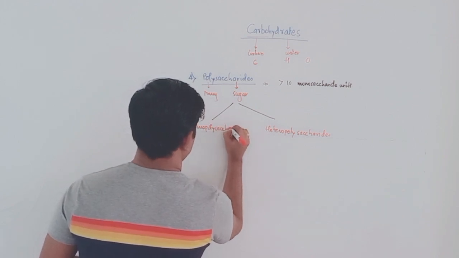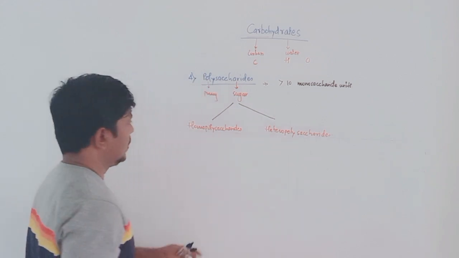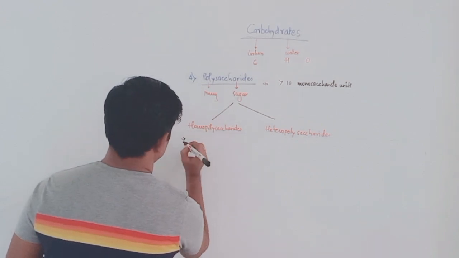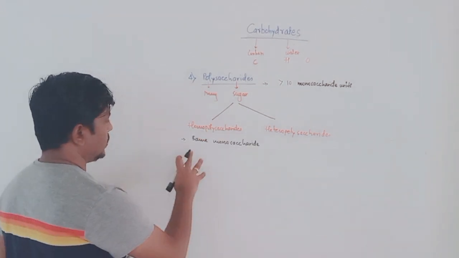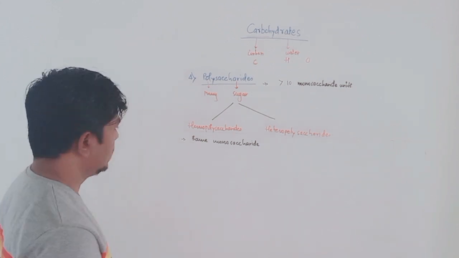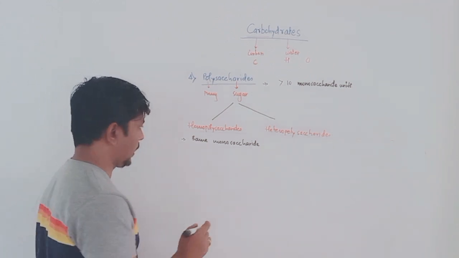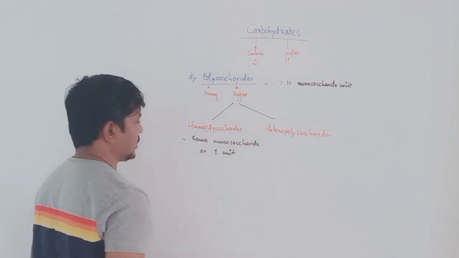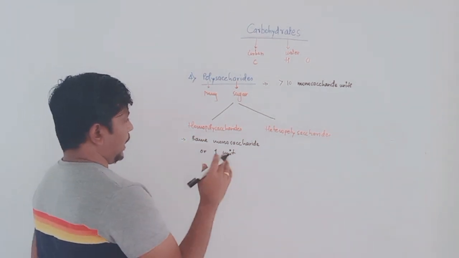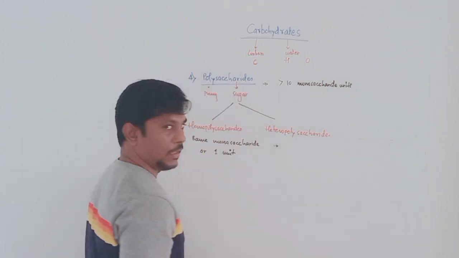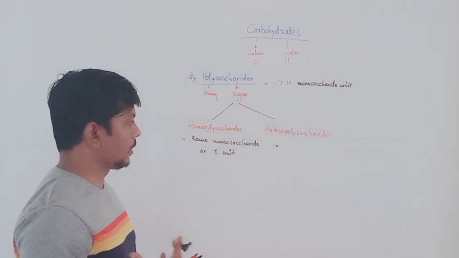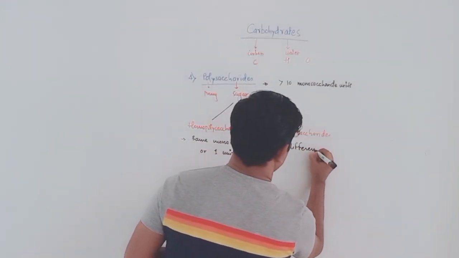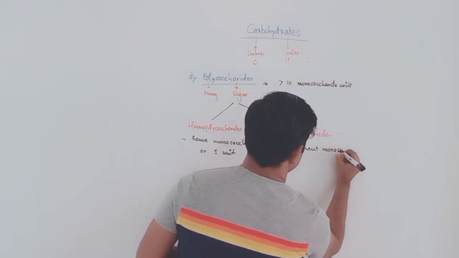Homopolysaccharides or heteropolysaccharides. So what is the difference between homopolysaccharides and heteropolysaccharides? Homopolysaccharides are the polysaccharides which contain the same or only one unit of monosaccharide. And heteropolysaccharides contain more than two, or different, monosaccharide units.